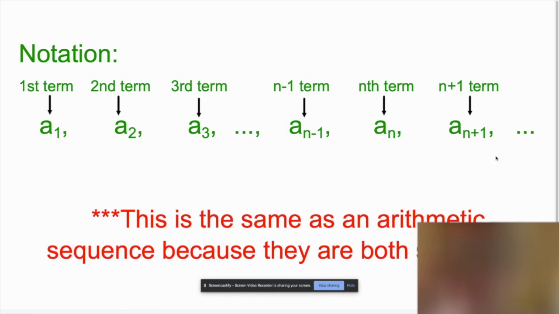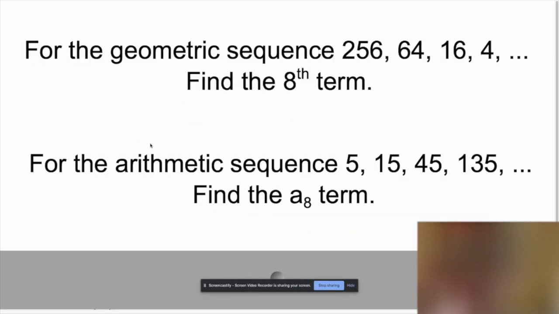Same notation as arithmetic because they are both sequences. Remember, we have our first term, which is a sub 1, second term is a sub 2, and so on. Okay, without even knowing a formula, go ahead and find the 8th term of each sequence.